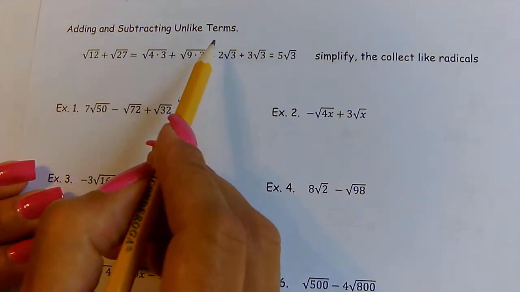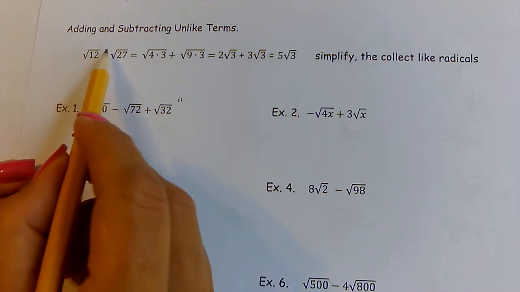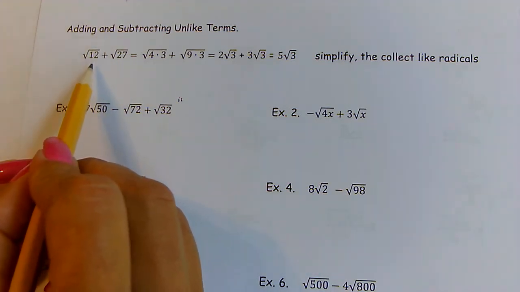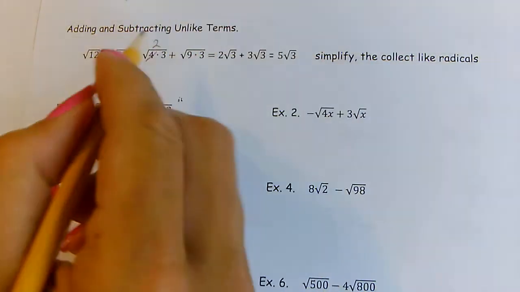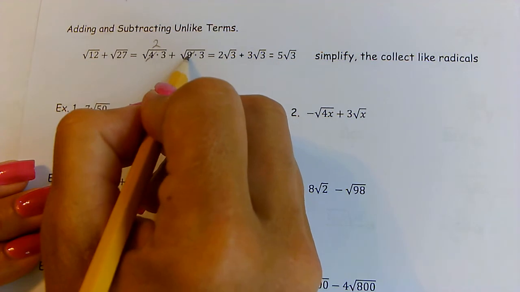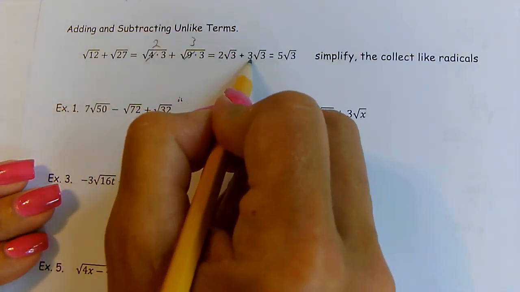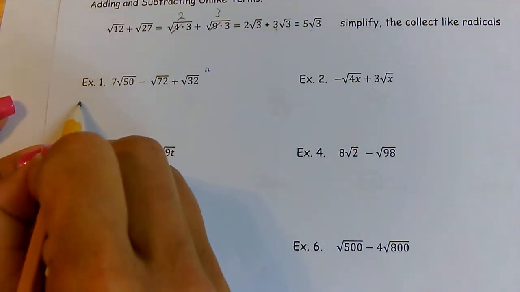So adding and subtracting unlike radicals, you want to simplify them first. So if we're adding square root of 12 plus square root of 27, 12 gets simplified to 4 and 3. So the 2 comes out. 27 is 9 and 3, so 3 comes out. 2 square root of 3 plus 3 square root of 3 will be 5 square root of 3. So here, simplify.